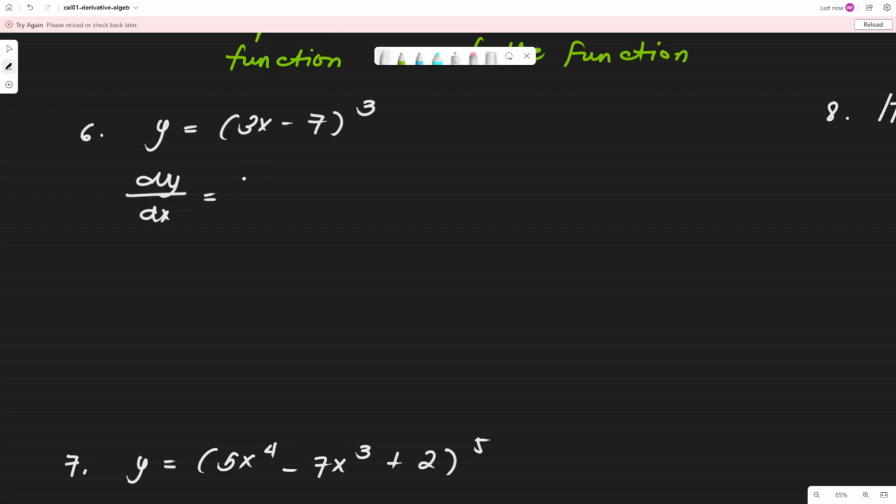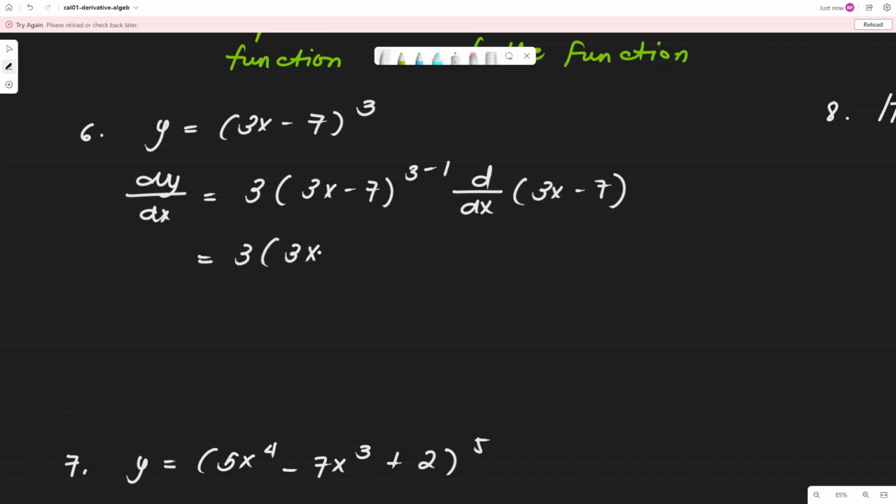This is equal to 3 multiplied by 3x minus 7 raised to 3 minus 1, multiplied by the derivative of the simple function, 3x minus 7. Okay, so we have 3 times 3x minus 7 raised to 2, because 3 minus 1 is 2. The derivative of 3x minus 7 is just simply 3.